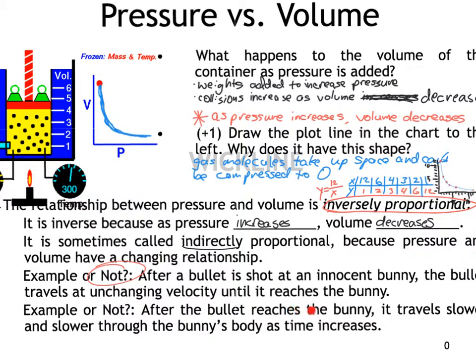All right, so example or not. After the bullet reaches the bunny, it travels slower and slower through the bunny's body as time increases. So as time goes up, the velocity goes down. That's an inverse relationship. So this is an example. Good.